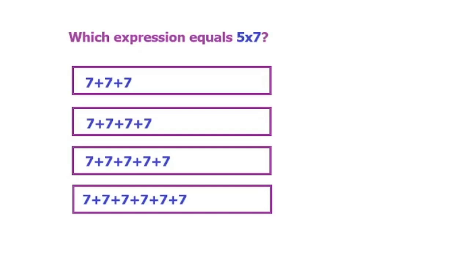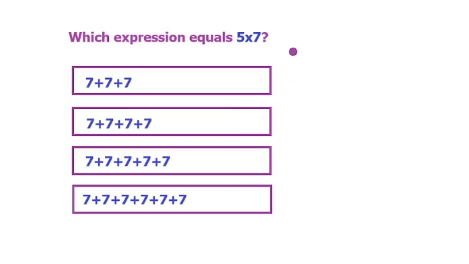In this video, we're going to learn about how addition is related to multiplication. So here we have a problem which says, which expression equals 5 times 7? So this is a multiplication expression. And then here we have a list of choices. So does this mean 3 sevens, 4 sevens, 5 sevens, or 6 sevens?